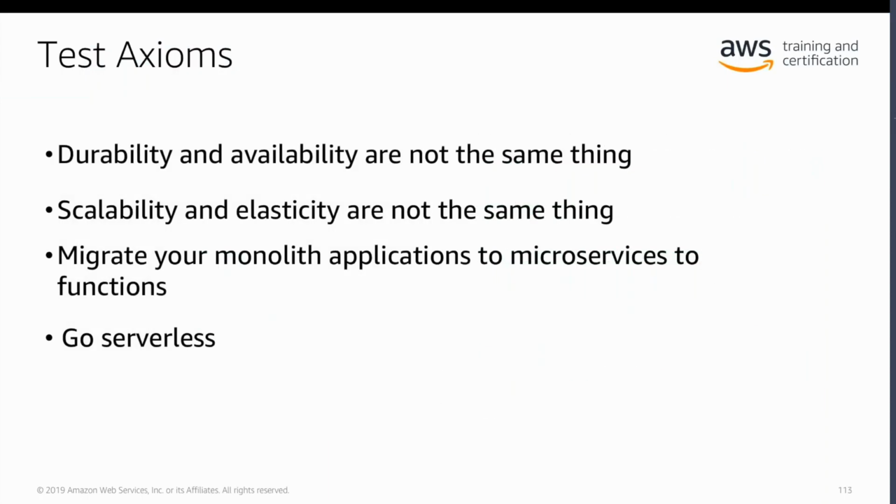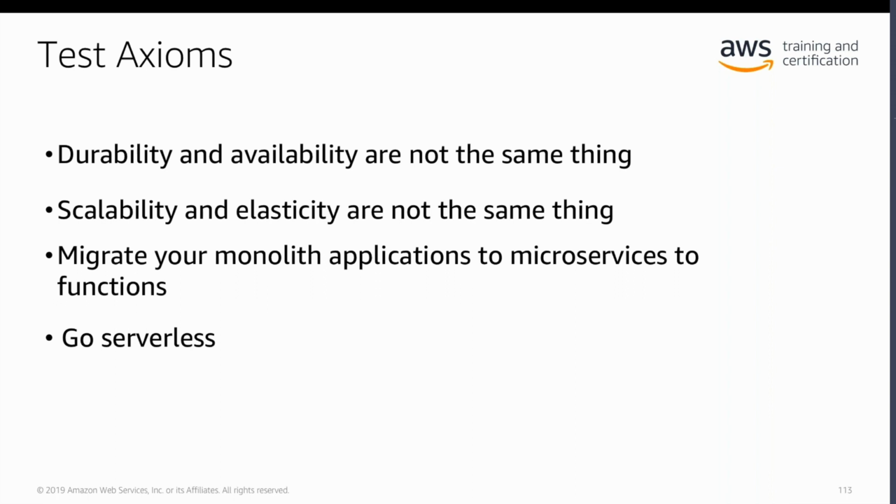So durability and availability in AWS, not the exact same thing. Durability is, am I going to lose any data if something goes down? Availability is, can my application stay up and running in the event that we lose something? We lose an instance, we lose an availability zone. What happens to my application if something like that occurs? Am I still available?